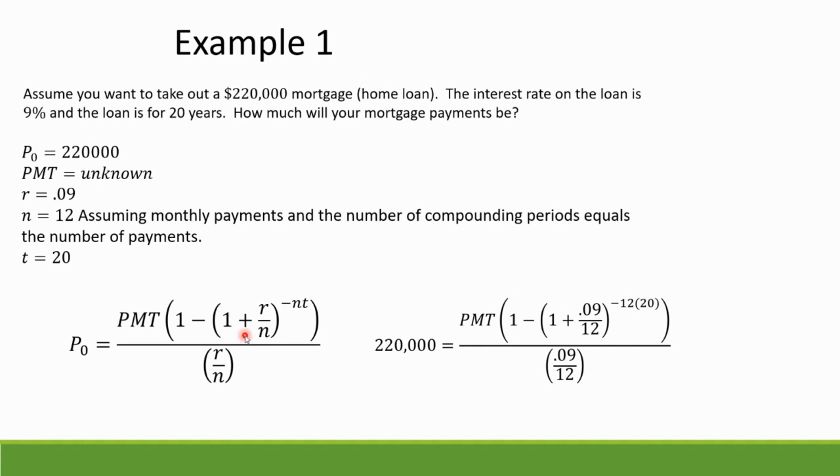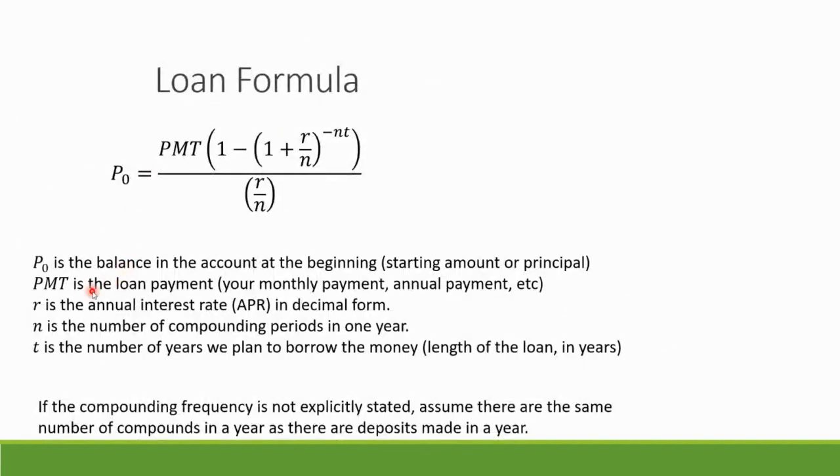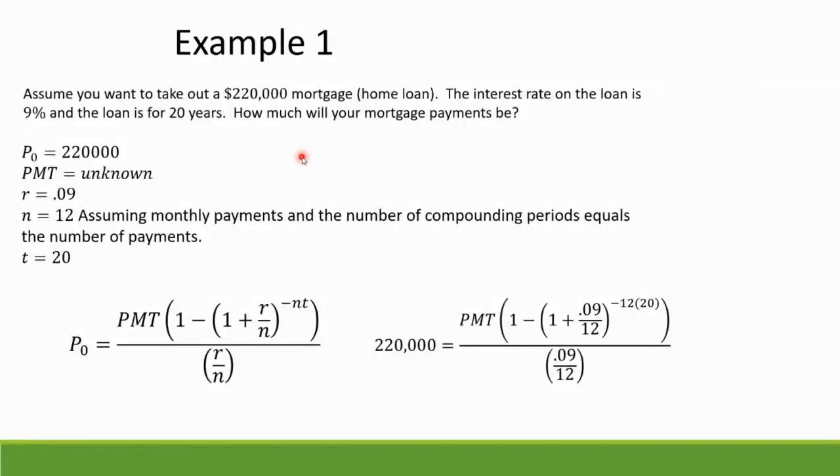So we want to figure out what our payments are going to be. In other words, we're looking for PMT. If you go back to the formula, the PMT is our loan payment, your monthly payments, annual payments, whatever. In this case, it's mortgage payments. And we're assuming also that the mortgage payments are monthly.